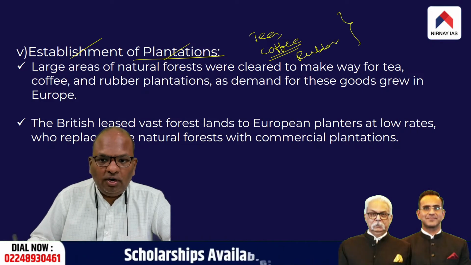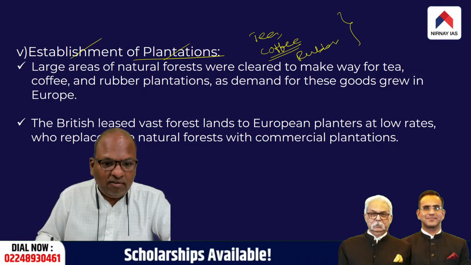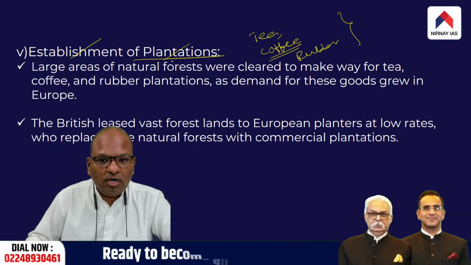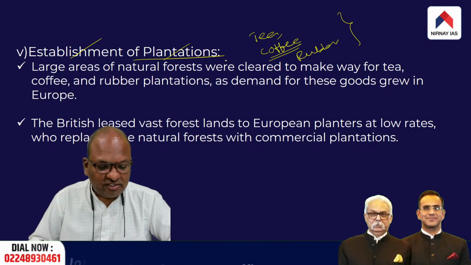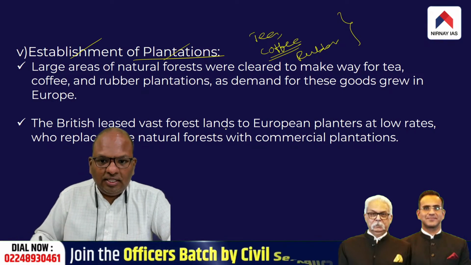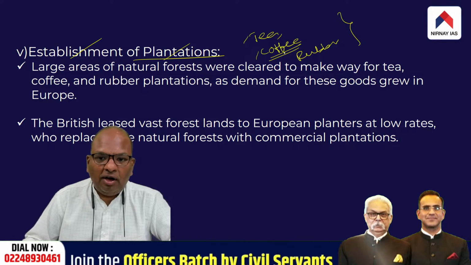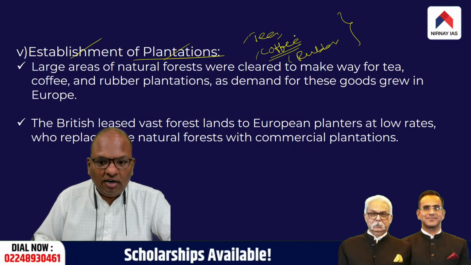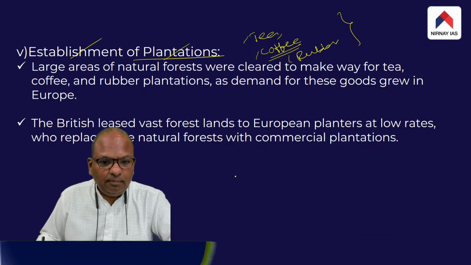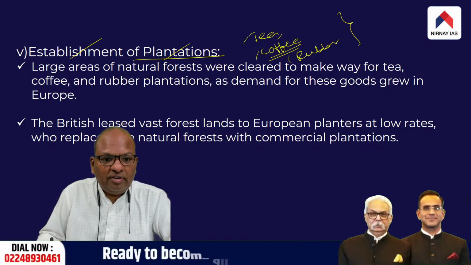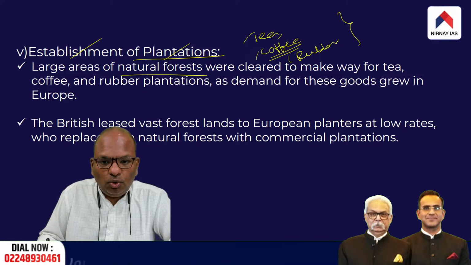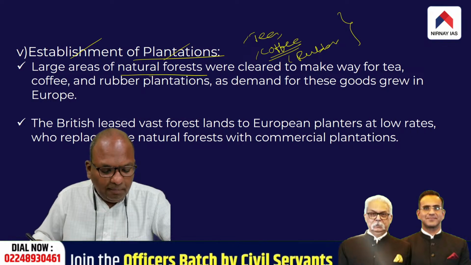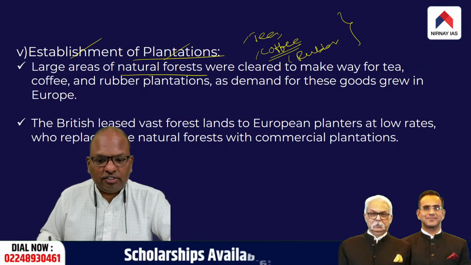So therefore, the British began converting natural forests into tea, coffee and rubber plantations. The point is, there was a lot of demand for tea, coffee, and rubber in the European markets, and therefore the British began converting vast quantities of natural forests into tea, coffee, and rubber plantations. That became another important reason for deforestation in India.